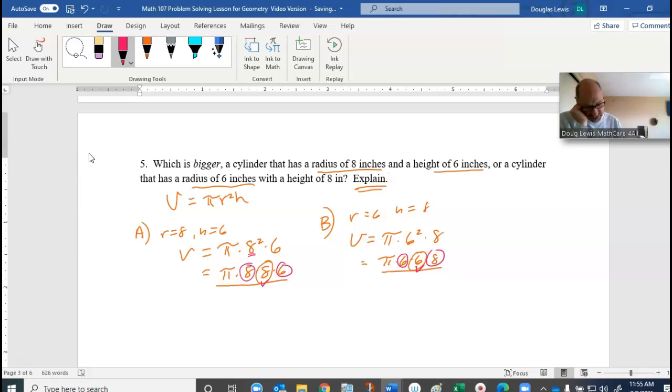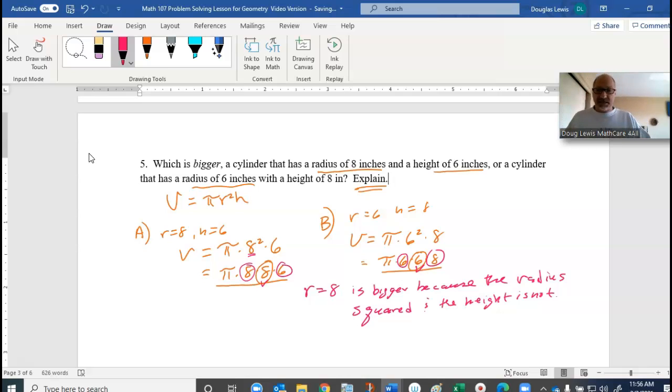So in other words, you could say the one where the radius equals 8 is bigger because the radius is squared and the height is not. So that would be an explanation as to why that would be bigger. And in general, the radius has a bigger impact on the volume than the height.